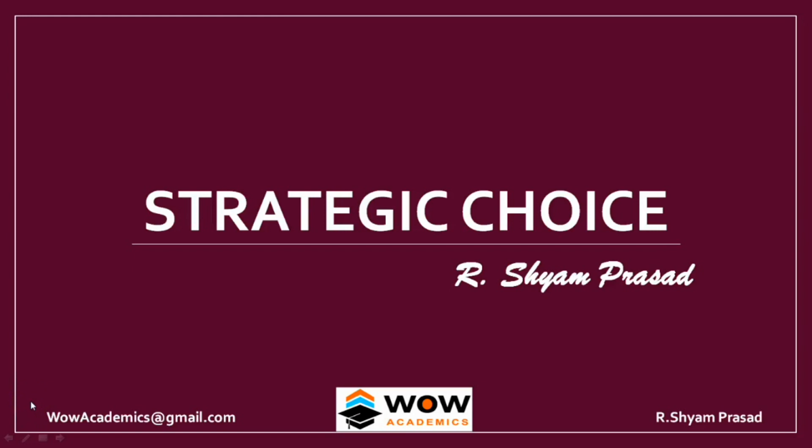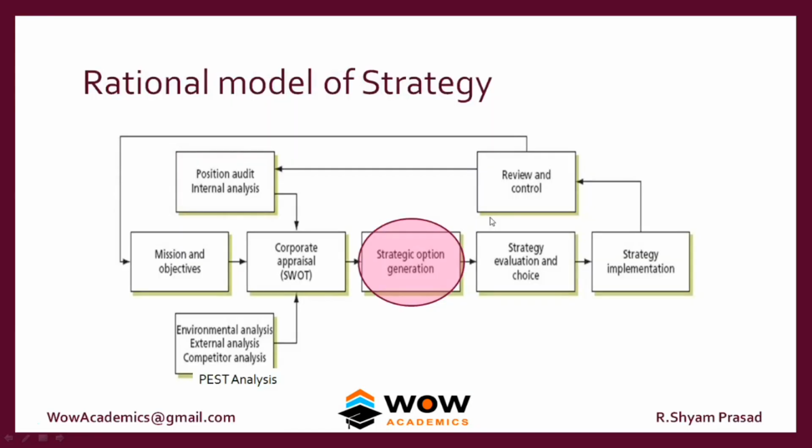So in this video, we'll be discussing the strategic choice. Where does the strategic choice come in? In a rational model of strategy, we start from the mission and objectives. Mission and objectives is the future position where the company wants to be. Then the company does a SWOT. SWOT indicates our current position, where we are today. From this position, we have to reach the future position.